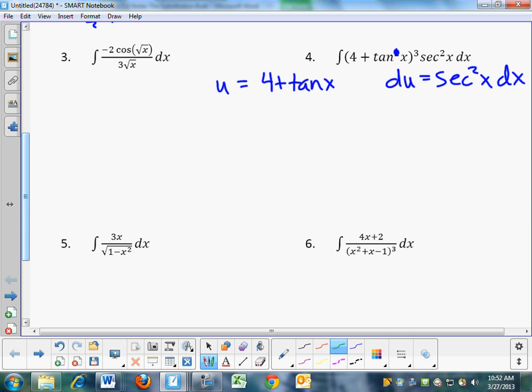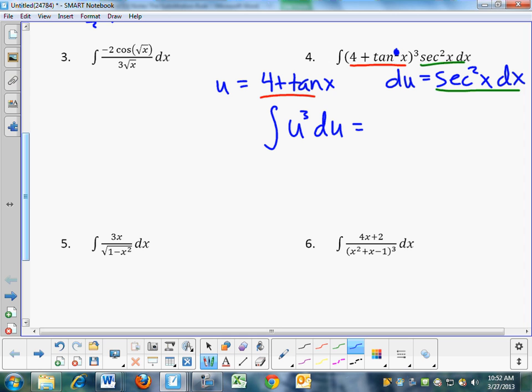Do I have a secant squared dx? Where is it? Right there. Do I have a 4 plus tangent of x? Yes, it's right here. So I can make my substitution very easy. In fact, your integration techniques might become good enough where you don't even really need to do any work. You can just identify it and do it. So, u to the third du. Again, it says du is that, so I can replace the entire part with du.